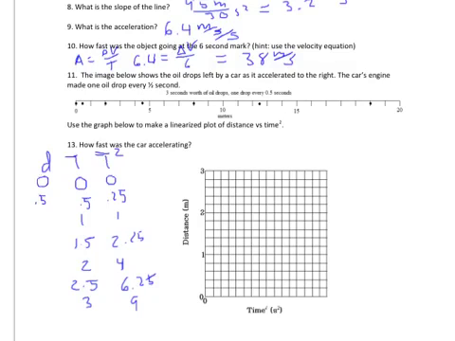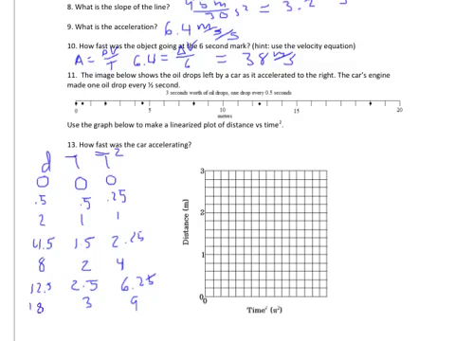At time 1, the distance was 2. At time 1.5, the distance was 4.5. At time 2, the distance was 8. At time 2.5, the distance was 12.5. That's a 5. And then at time 3, the distance was 18.